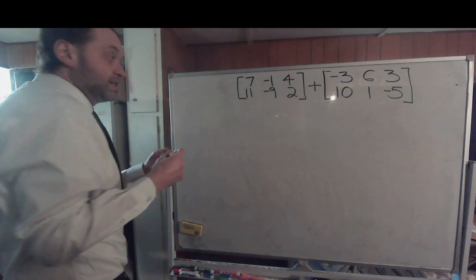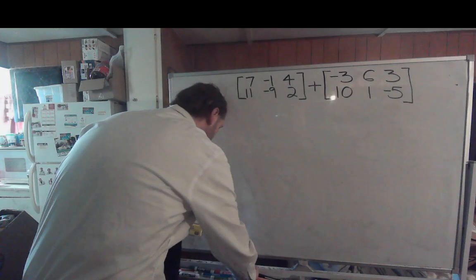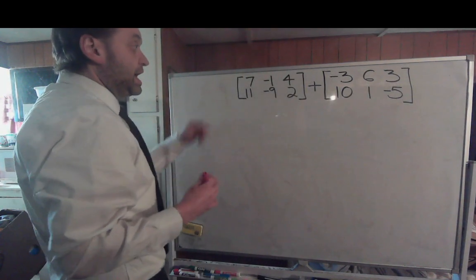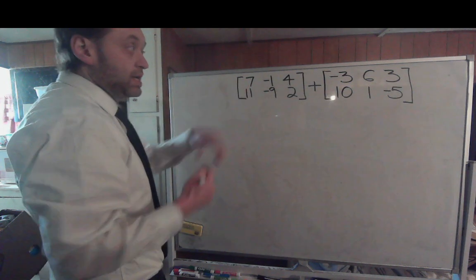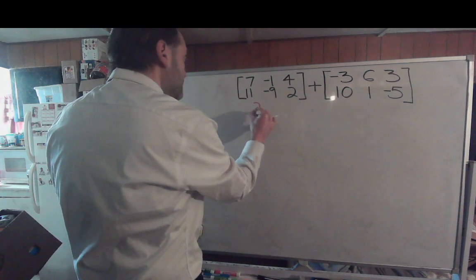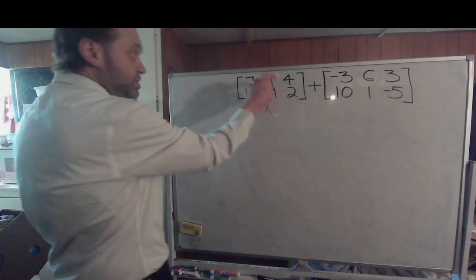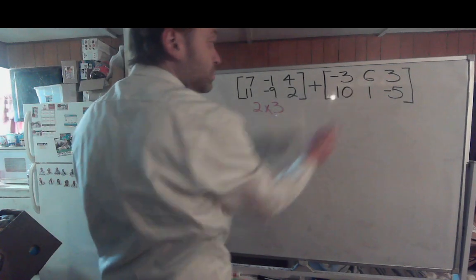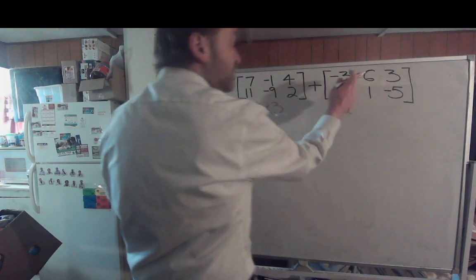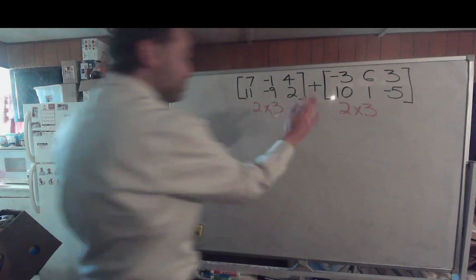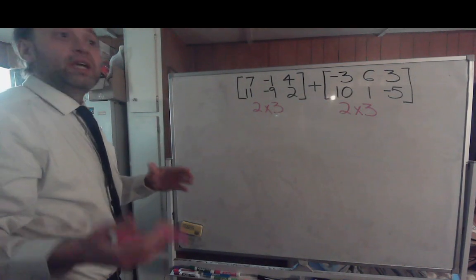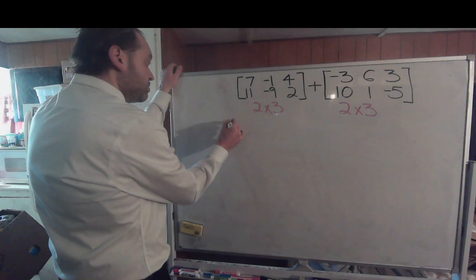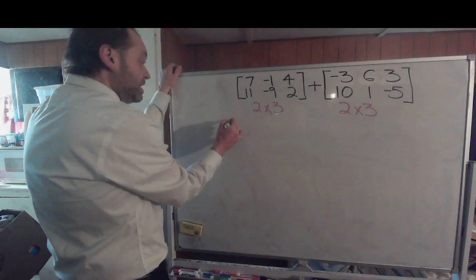So can we do the addition? That's a great question. Can we even do it? Well, let's classify these matrices first. The first matrix has how many rows? It has 2 rows. Now how many columns does it have? 1, 2, 3. So the first matrix is a 2 by 3 matrix. What about the second one? You also have 2 rows, and then you happen to have 3 columns. Since both matrices have the same dimensions, we can totally do this. So we can totally do the addition, so that means your answer should also be a 2 by 3 matrix.